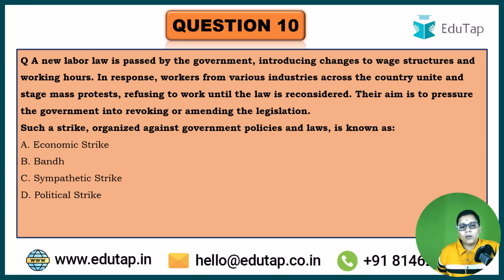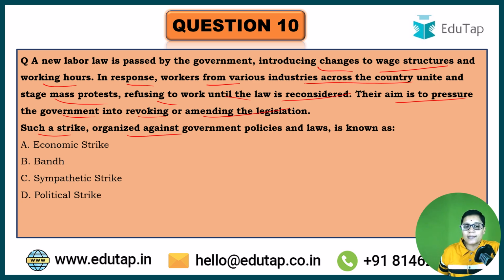A new labor law is passed by the government introducing changes to wage structures and working hours. In response, workers from various industries across the country united and staged mass protests, refusing to work until the law is reconsidered. The aim is to pressure the government into revoking or amending the legislation. Such a strike organized against government policies or laws is known as, simple, it is a political strike, where these people are striking to put pressure on the government or the policy maker so that they can revoke or amend the legislation. A very straightforward question.